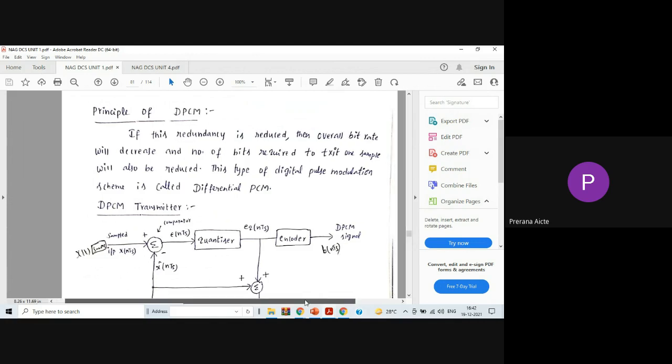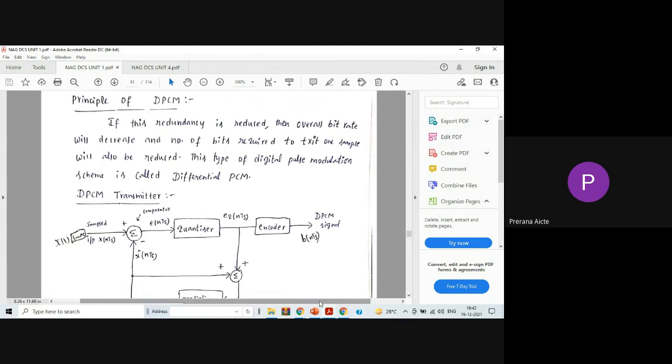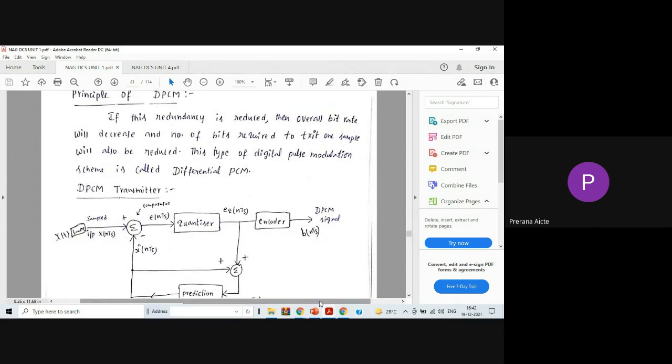See, what is the principle of DPCM? If we avoid the redundancy, then the overall bitrate will decrease and the number of bits required to transmit each sample will also be reduced. We can call this technique differential pulse code modulation.